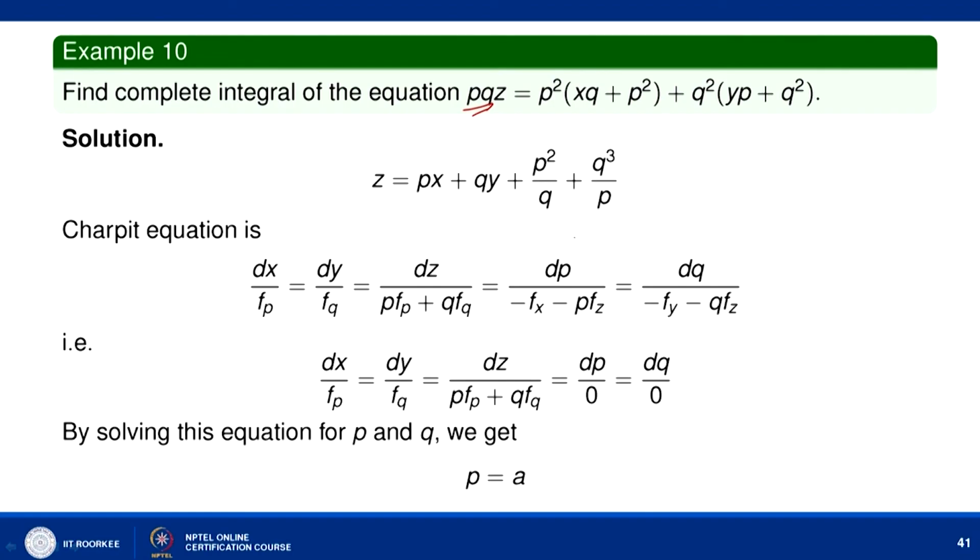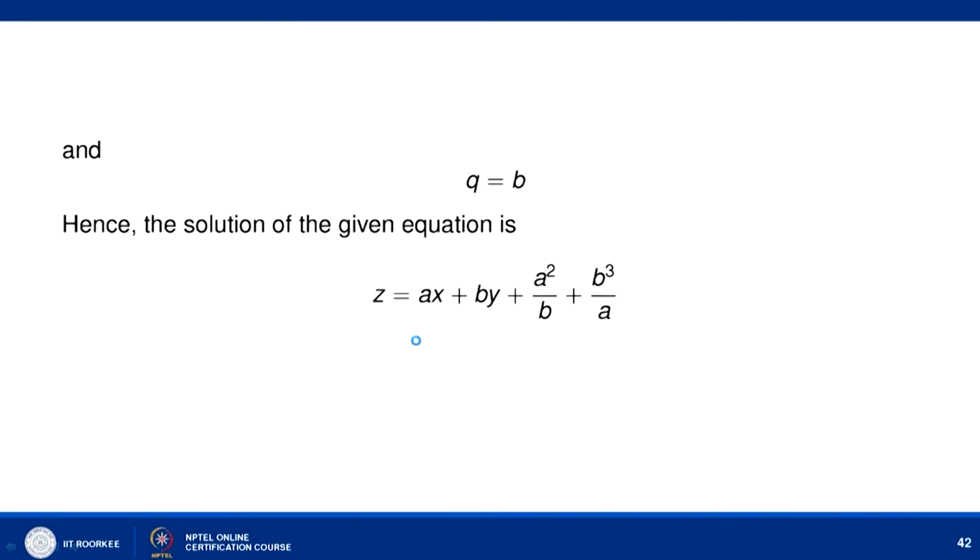Since it is of Clairaut form, you simply write p equal to a and q equal to b, and once we have p equal to a and q equal to b, you simply put it here, and you can write our solution as z equal to ax plus by plus a square upon b plus b cube upon a. So, with this I will end my discussion.